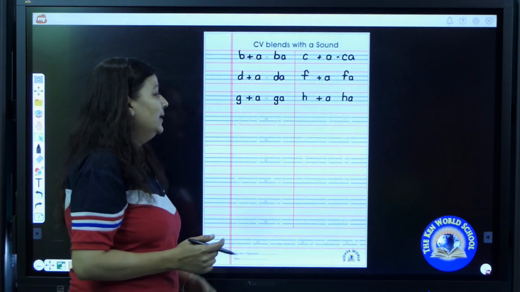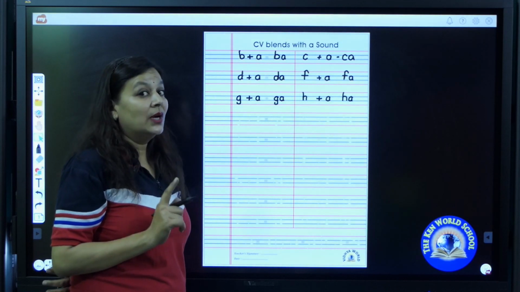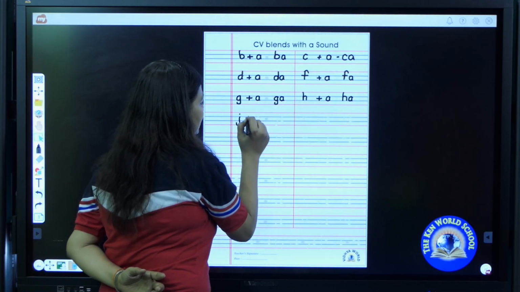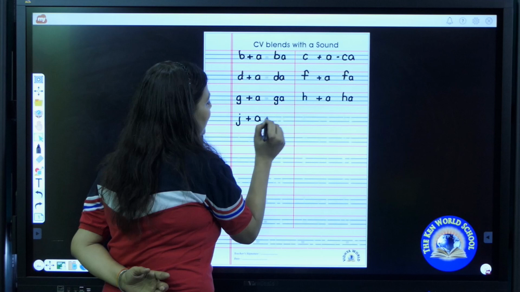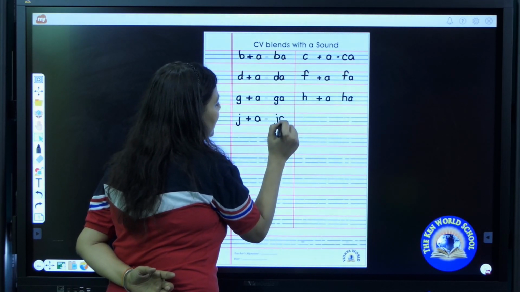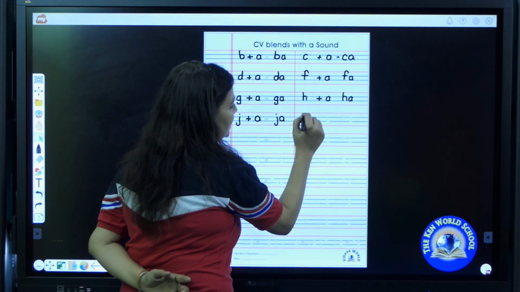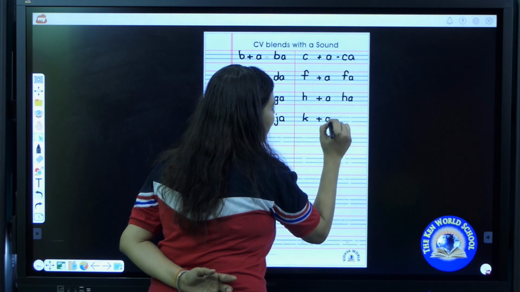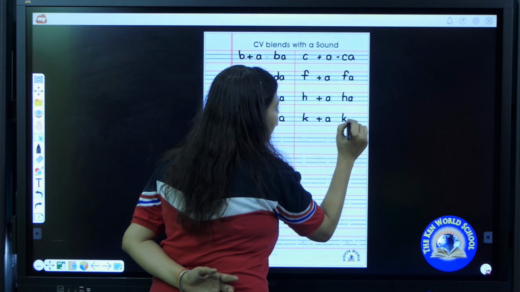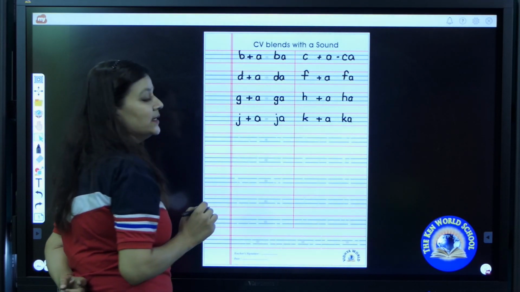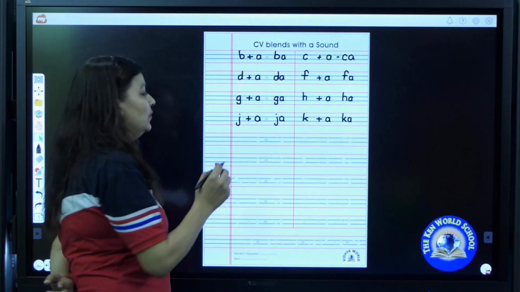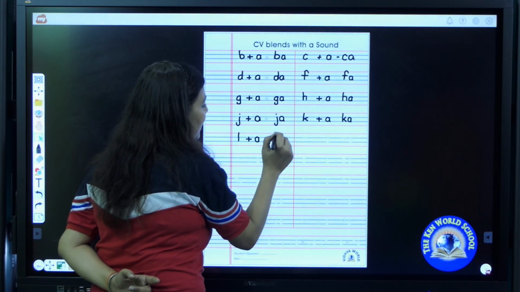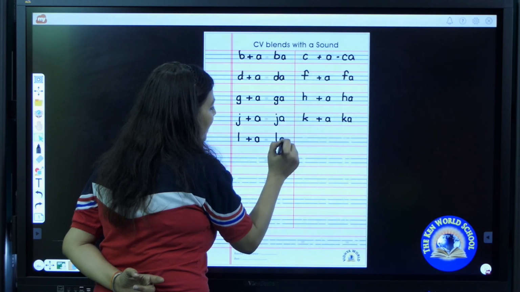Now again, which is the next consonant? No, it's not E, it's J. So J, A, Ja. J A Ja. After J comes K. K A Ka. K A Ka. Now, which is the next consonant? It's L. So we will blend L, A, La. L, A, La.